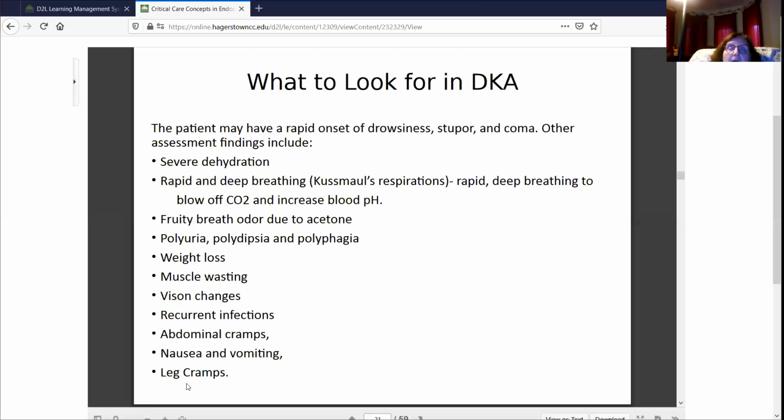Polyuria, polydipsia, and polyphagia. Weight loss, muscle wasting, because the body is starting to break down the muscle in order to get the energy that it needs to stay in homeostasis. Vision changes, recurrent infections, abdominal cramps, nausea and vomiting, and leg cramps. Okay.